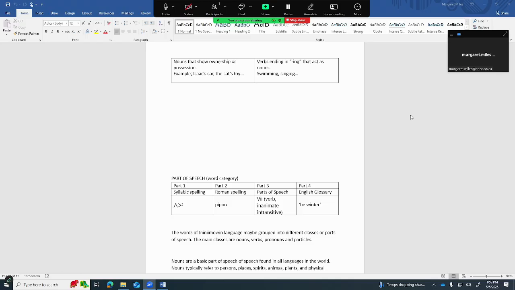Part 1. So there's 4 parts. Part 1, syllabic spelling. Part 2, Roman spelling. Part 3, parts of speech. Part 4, English glossary.